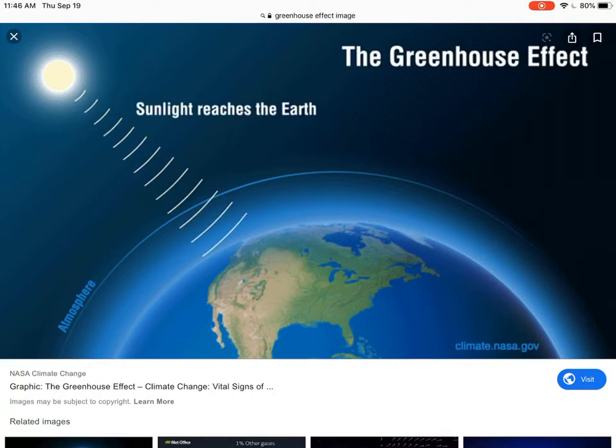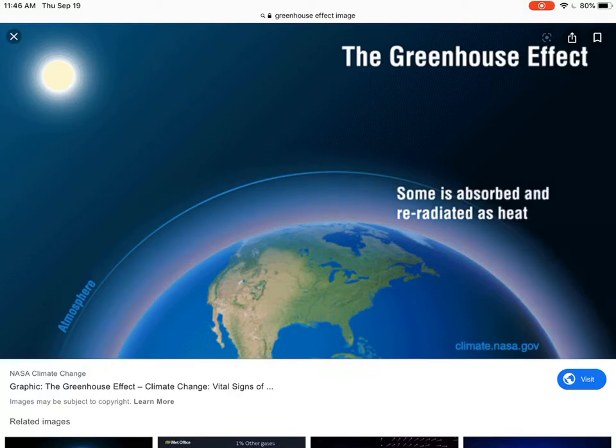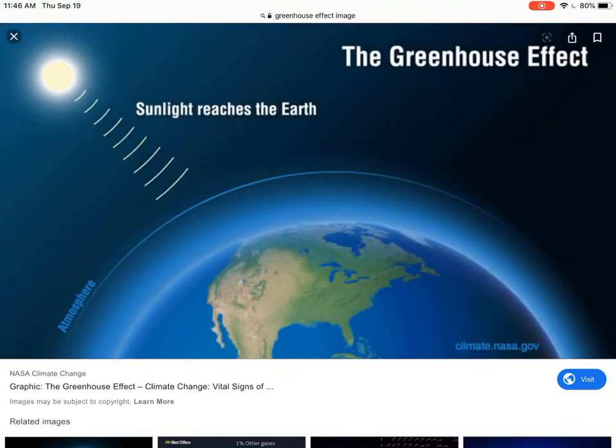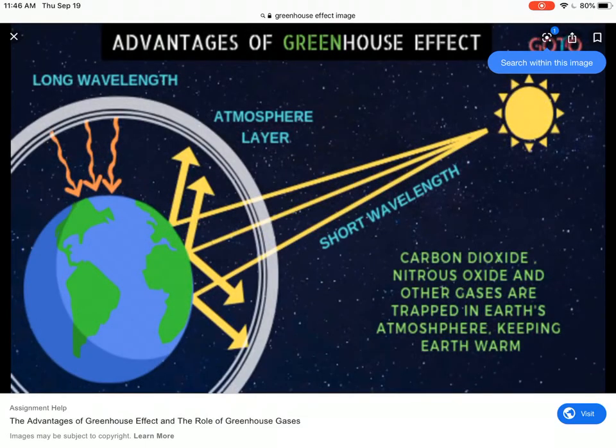Sunlight reaches the earth. Some energy is reflected back into space and some is absorbed. Most of the heat is reflected in all directions, warming the earth. So you can see what's happening. I can't stop it. Let's try. Here we go. This is a pretty good description.